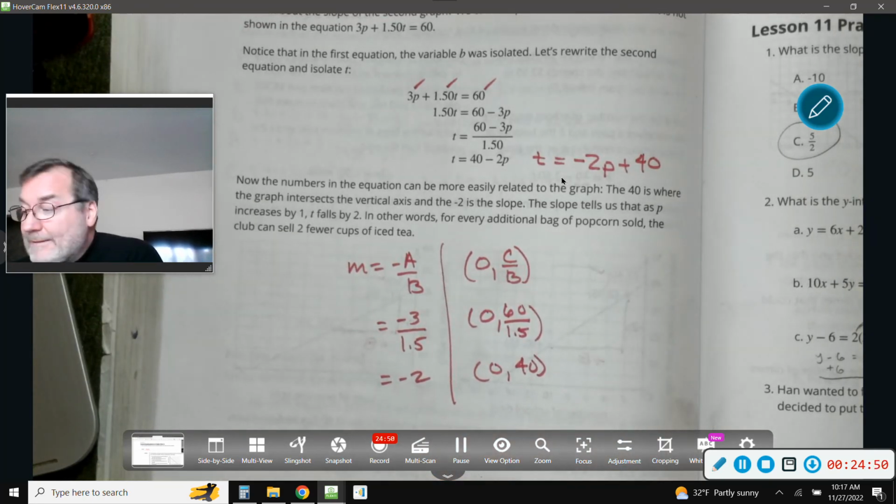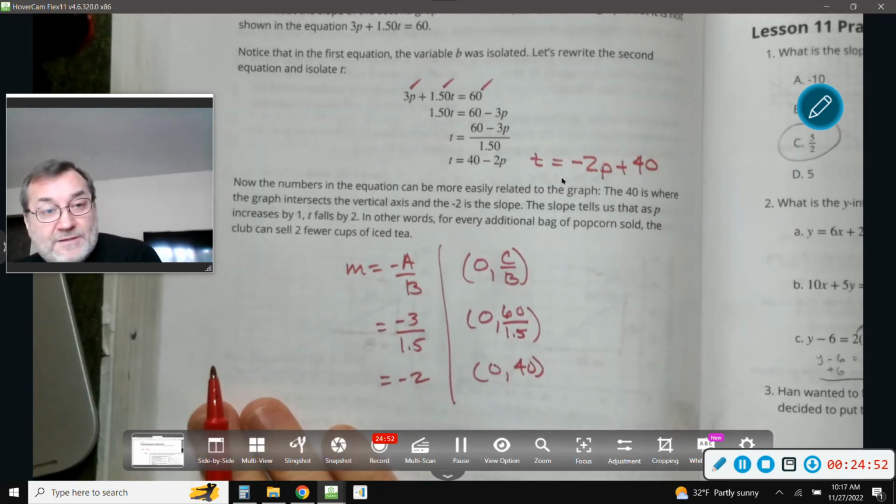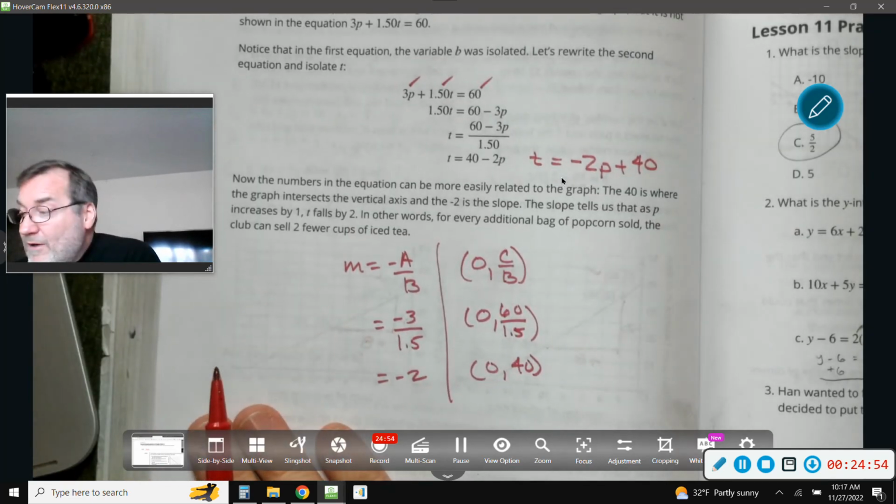Pretty slick. Well, that's all there is on this lesson. So we'll continue on next with the lesson 11 practice problems.